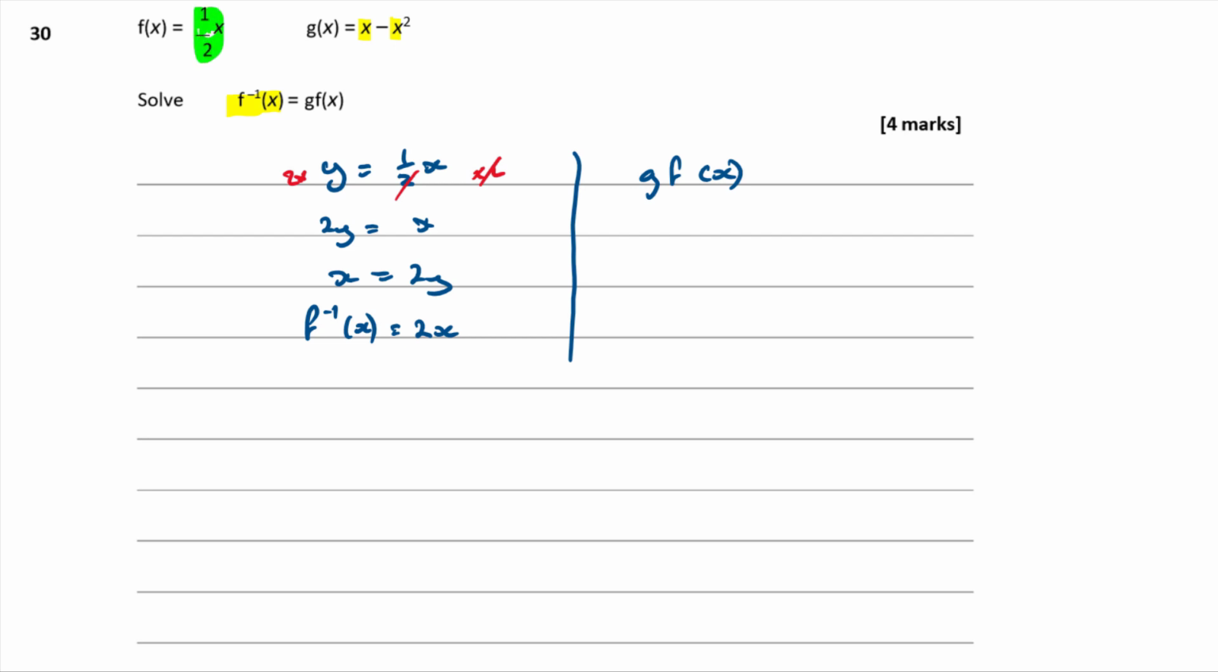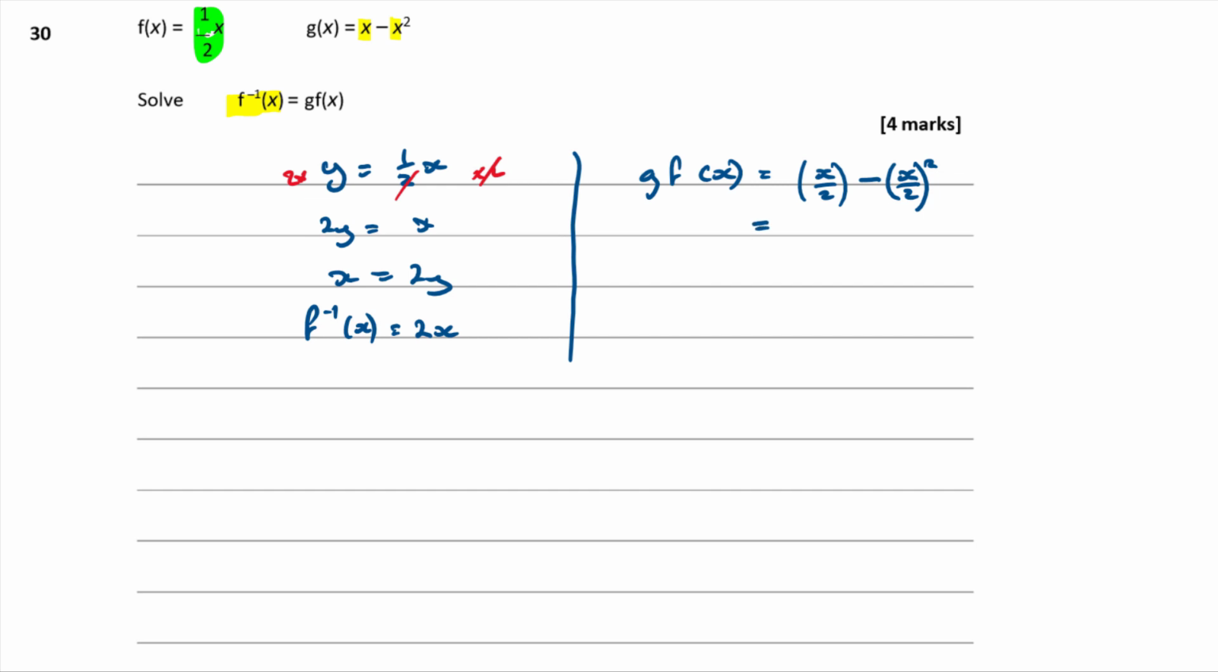Okay, so g of f of x is going to be, I'm just going to rewrite that as x over 2 because I find that easier than half x. So I'm going to say that half x is x over 2. It's the same thing. So x over 2, replacing x with half x, minus x over 2 squared then. Okay? So what I've done, like I say, is I've taken f of x and written it where I see x in g of x.